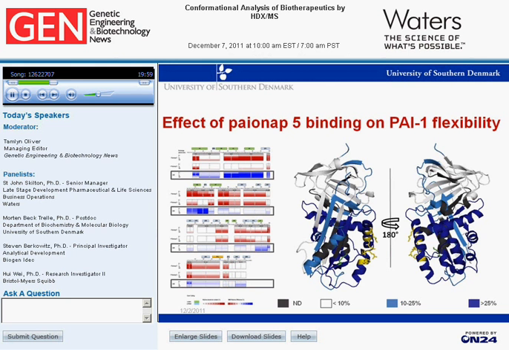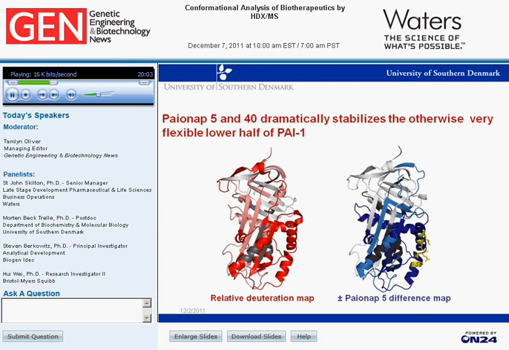We can then move a step further and compare this difference map to the relative deuterium content map that I showed you previously. And what is striking here is that those peptides that were previously found to be the most flexible ones when no ligand was bound are also the ones that get most protected when we bind these aptamers. And you get a similar result for both PINUP5 and PINUP40.